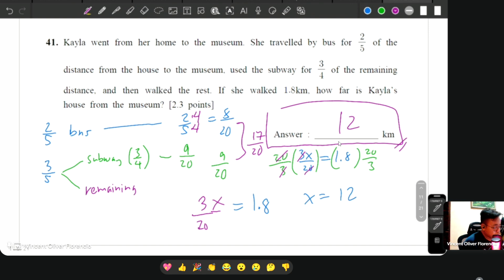Because that's the total distance. Okay? Good so far? Okay, next one.